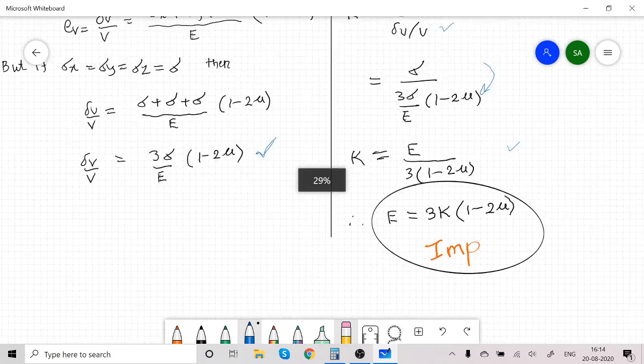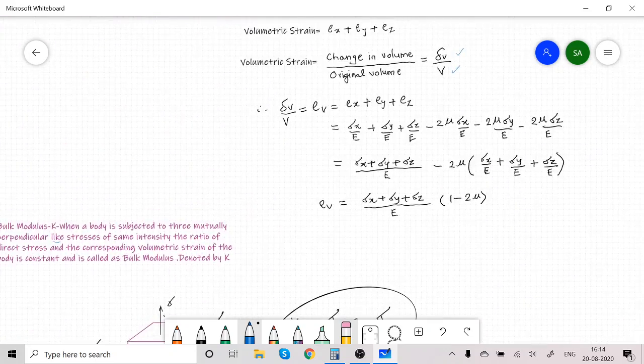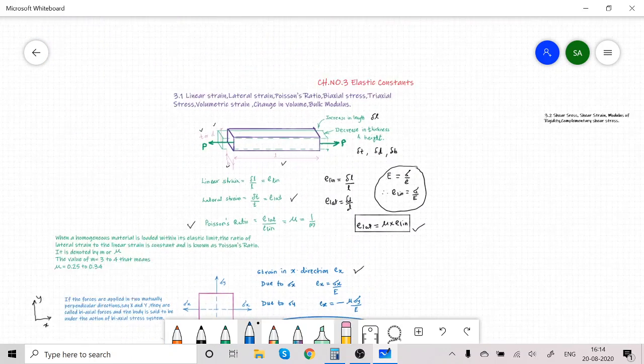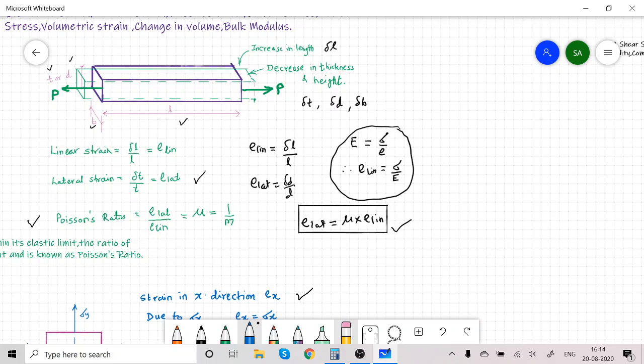So I will summarize the portion covered in today's lecture. First of all, there is linear strain as well as lateral strain. This is the case of uniaxial stress. The stress is acting along one direction. In this case, I am considering the tensile stress. So there is an increase in length, but there is a corresponding decrease in cross-sectional dimension. The change in cross-sectional dimension divided by original cross-sectional dimension is known as lateral strain.